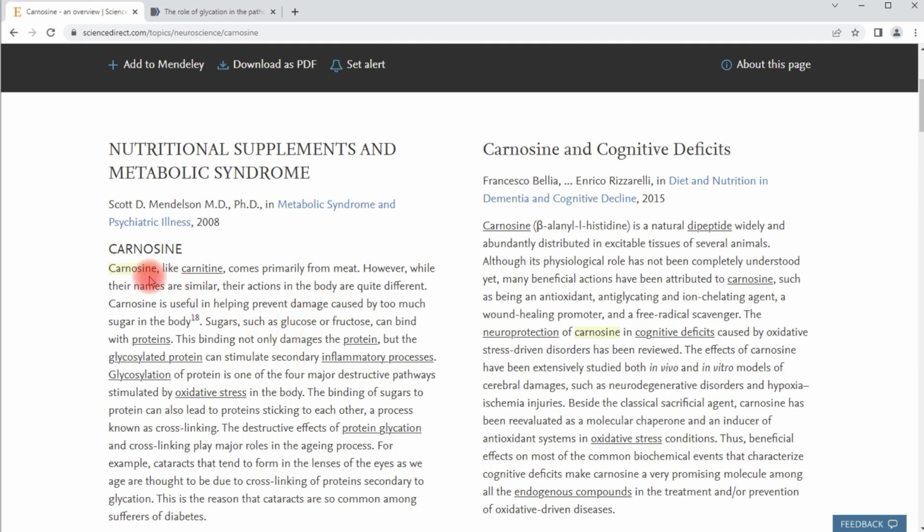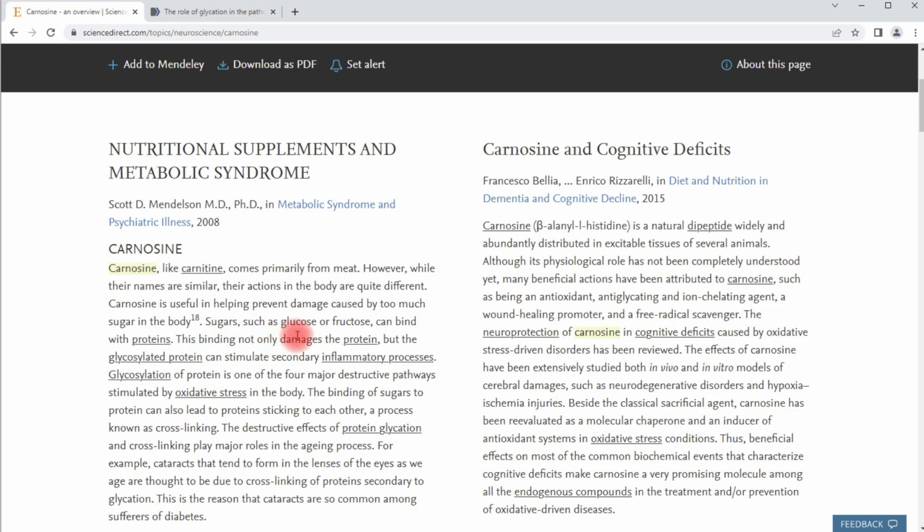When you think of the word carnosine, the word "carn" means flesh, in that it's prevalent in meat like chicken, beef, fish, and things like that. But notice its role as an antiglycating agent. It says carnosine is useful in helping prevent damage caused by too much sugar in the body.